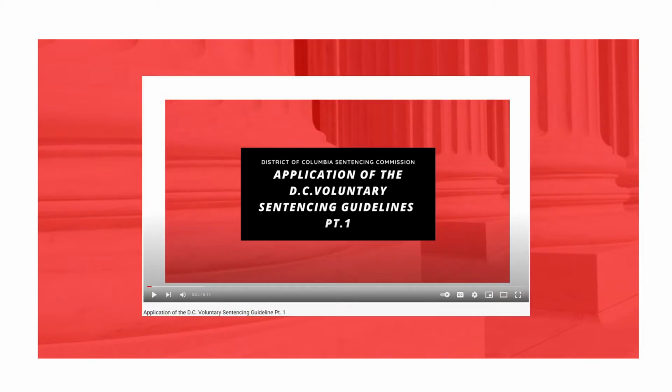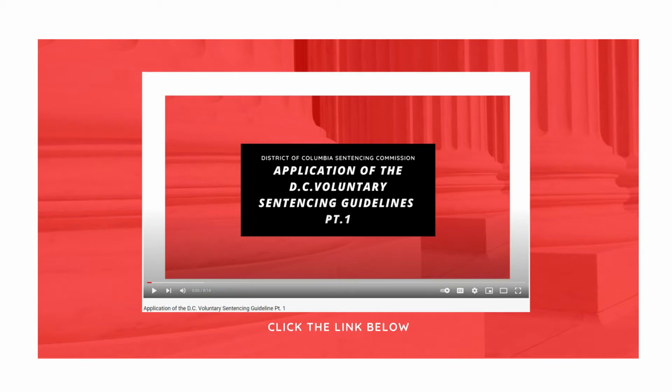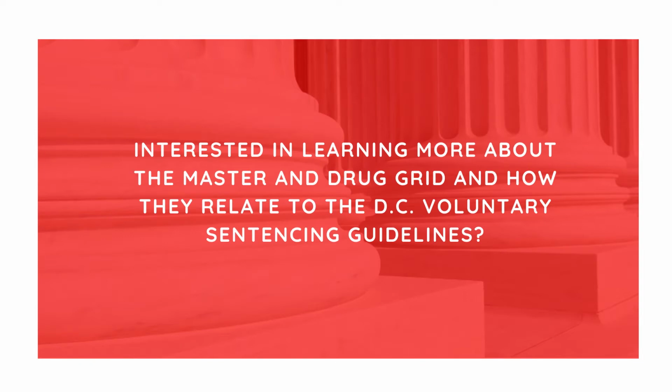In our previous video, we talked about the calculation of criminal history scores, offense severity, and other factors that affect sentencing. Be sure to check out that video if you haven't already. If you're interested in learning more about the master and drug grid and how they relate to the DC Voluntary Sentencing Guidelines, then you'll enjoy this video.